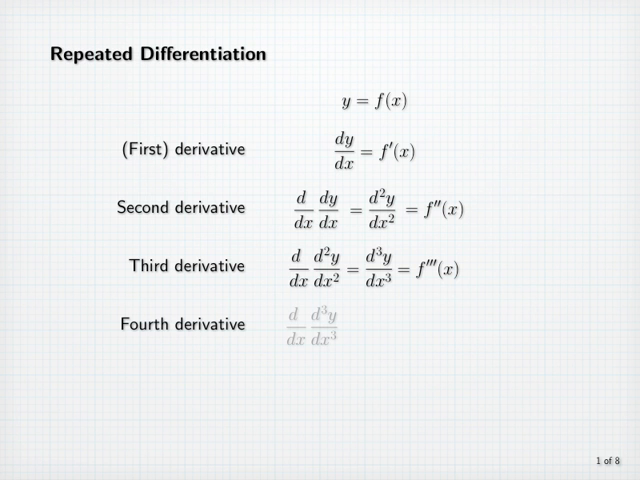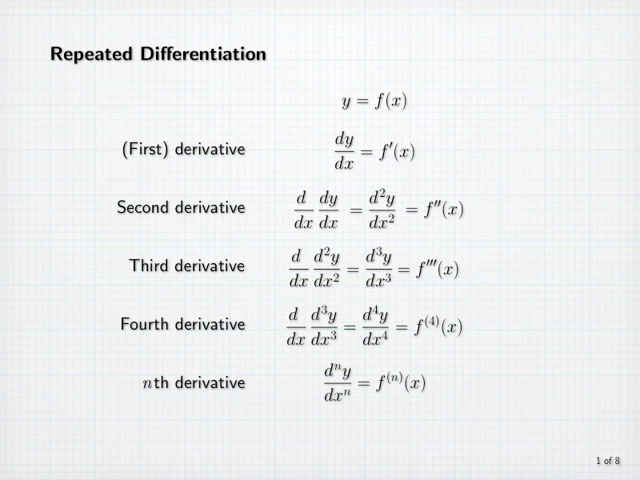The fourth derivative is the derivative of the third derivative, and by the time we get to the fourth derivative, we often switch from prime notation to a type of superscript notation, such as what you see here. Now, in general, we can talk about the nth derivative of y with respect to x, or the nth derivative of f.